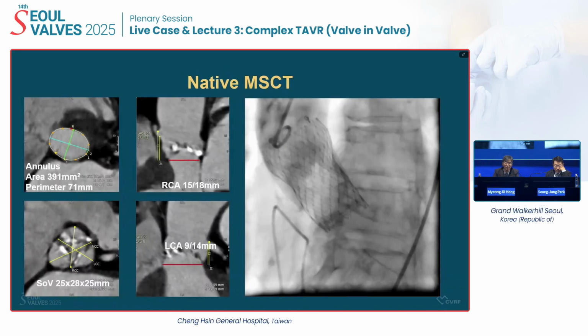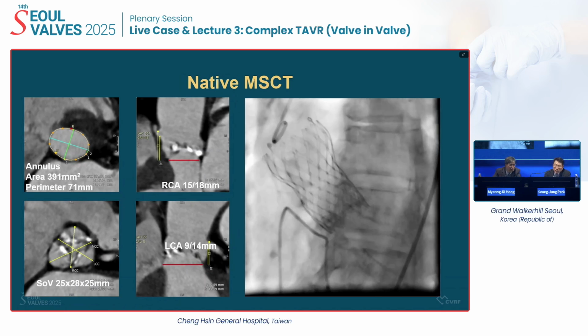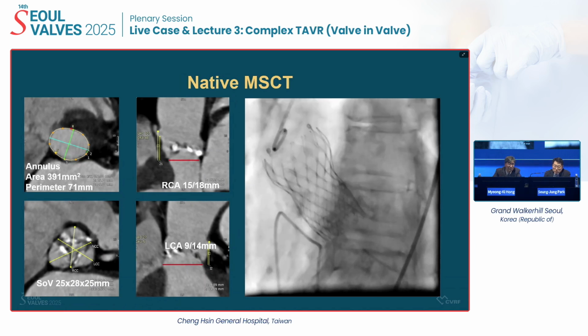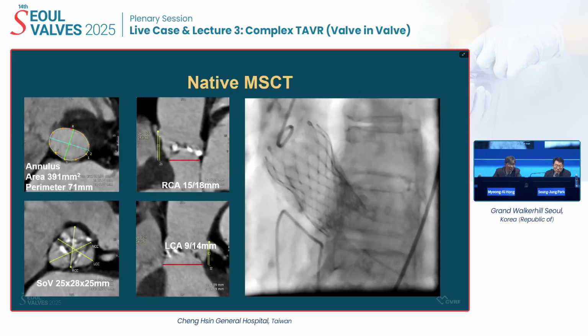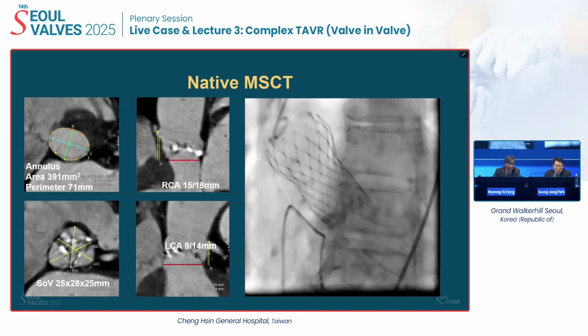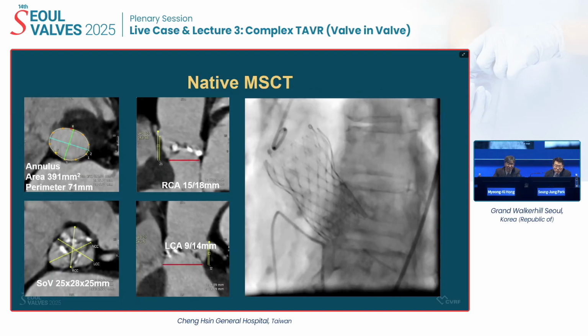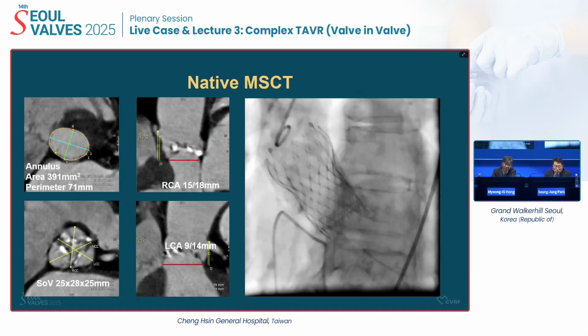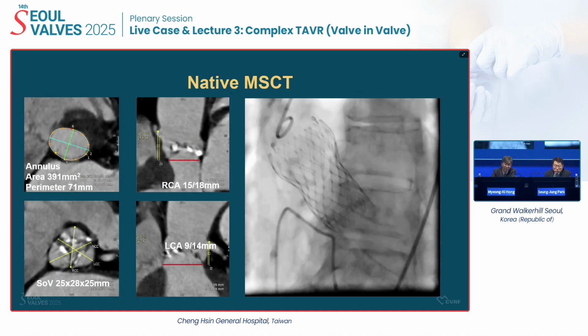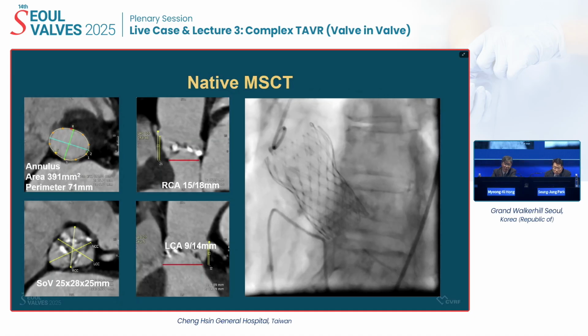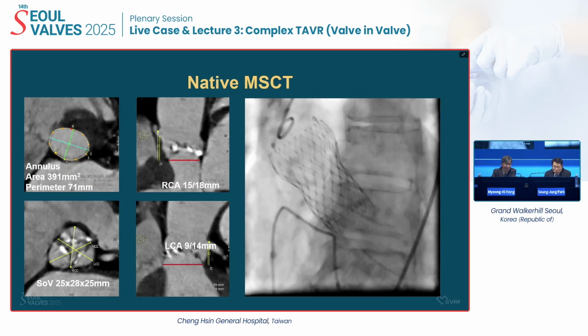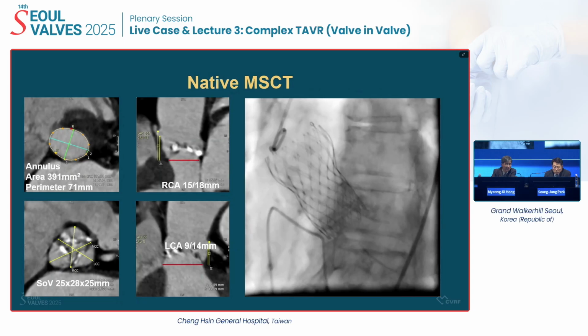We can see the previous index surgery here. The CoreValve was implanted quite high, its mean height is around 3. The commissural alignment is good, and the coronary artery height, the left main, was 9, and the RCA is 15.